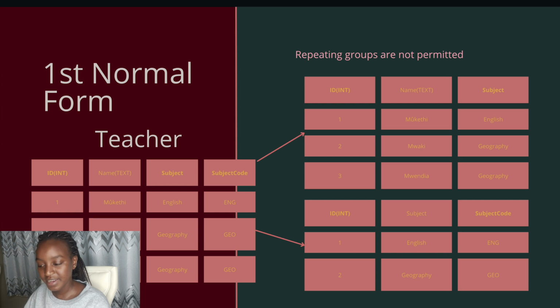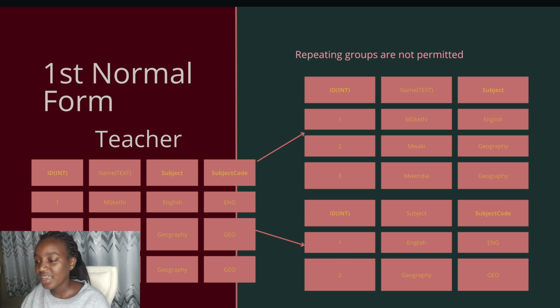And then under the subject table, we have English, Eng, geography, Geo. So we're not ending up repeating geography twice because it's already uniquely in its own table. So we don't have to repeat that again as an extra record.